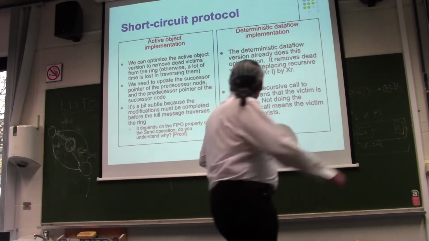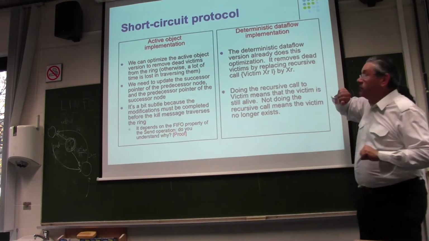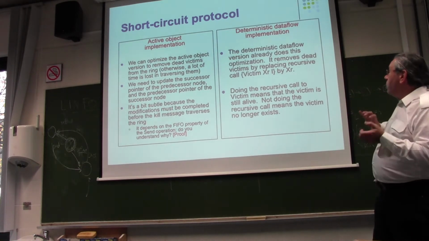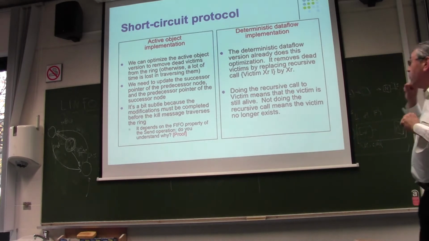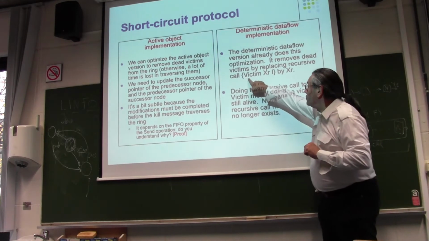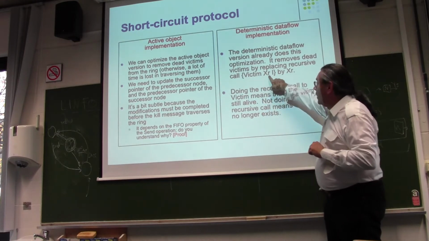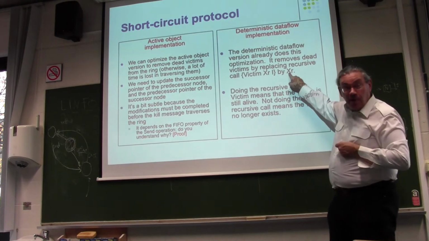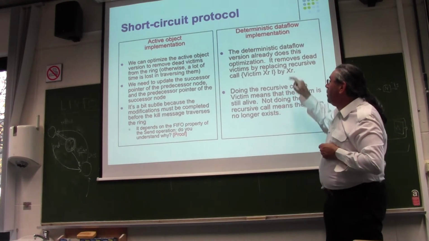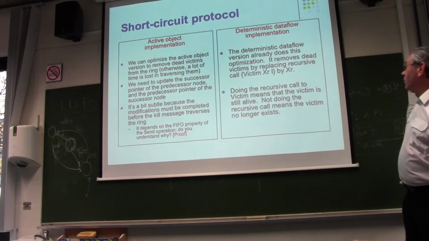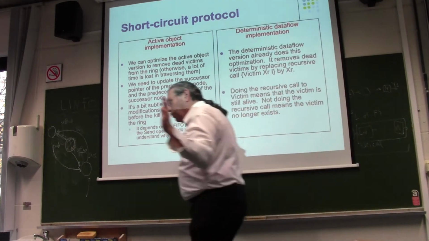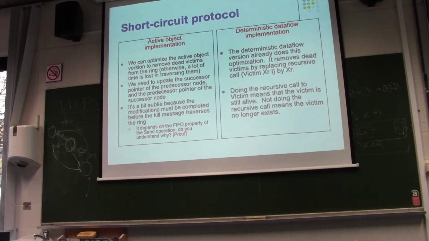In the deterministic data flow implementation, it already does the short circuit. It's automatic. It's actually an interesting thing, because the short circuit is done by the recursive call. Either you do a recursive call, and this is when the victim stays alive, so you call it again because it's alive, or you don't do the recursive call because it's dead. So you automatically remove it. You don't call it, okay? So not doing the recursive call means the victim no longer exists. Okay? So that gives you a comparison.